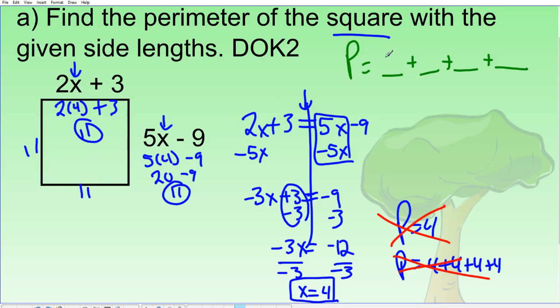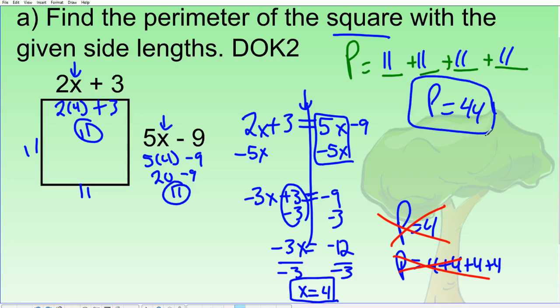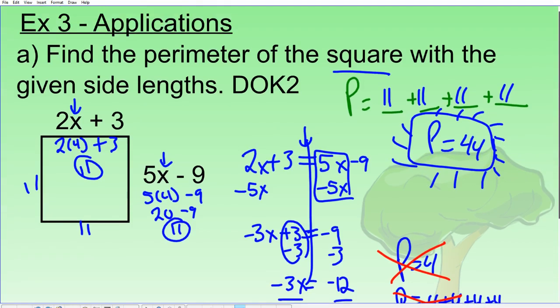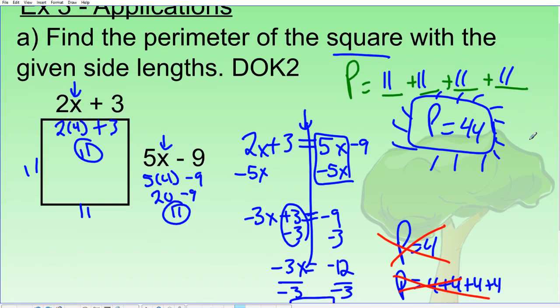So now I go, okay, 11 plus 11 plus 11 plus 11, my perimeter is 44. Yes, it is. That is the final answer to the problem. The perimeter of the square is 44. And it doesn't really give us a unit, or we'd put units in there too.